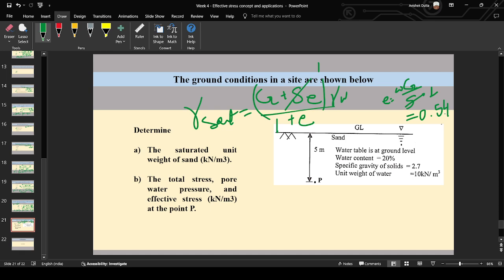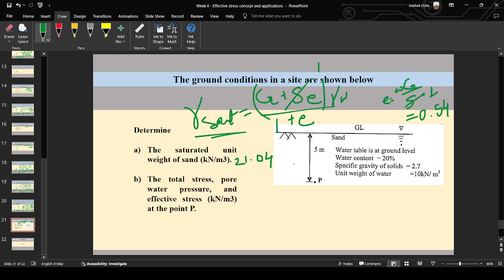So the value of gamma sat in kilonewton per meter cube is approximately 21.04. This is the value of the saturated unit weight.